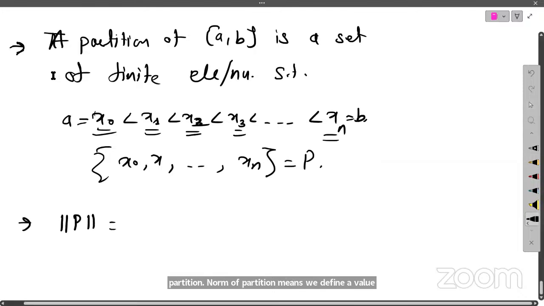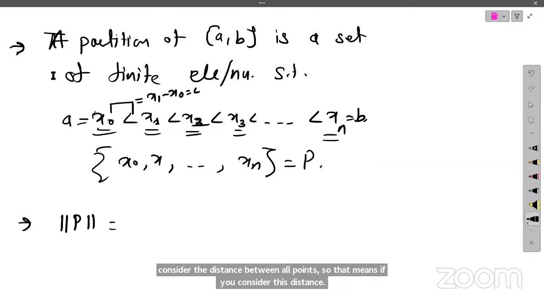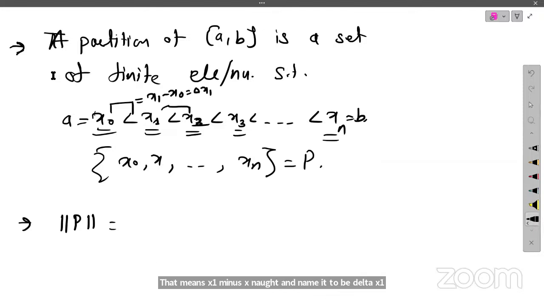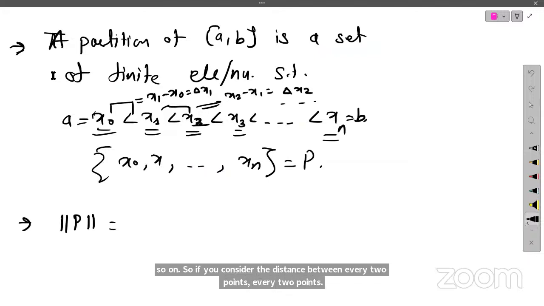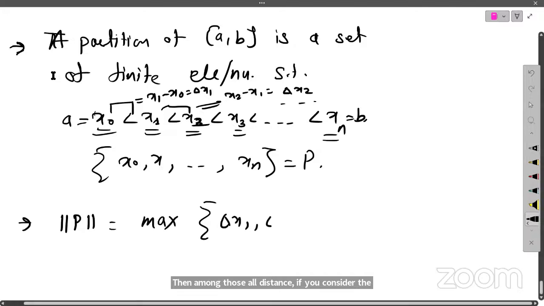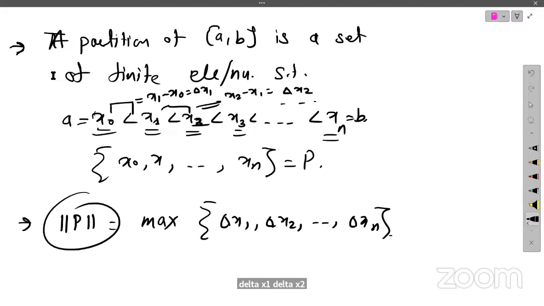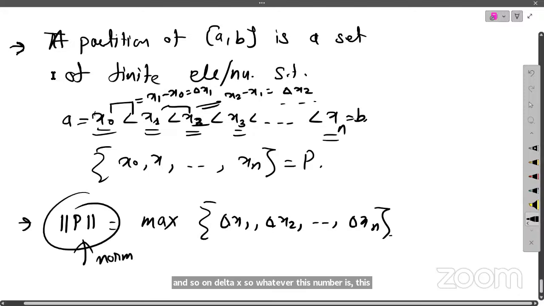And what is this norm of P? If you consider the distance between all points, that means if you consider this distance, x1 minus x0, name it delta x1. And if you consider the distance here, x2 minus x1, name it delta x2, and so on. So if you consider the distance between every two points, then among all those distances, we consider the maximum: the max of delta x1, delta x2, and so on, delta xn. Whatever this number is, it is known as the norm of the partition.